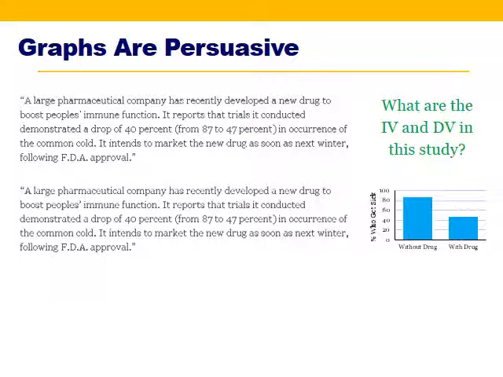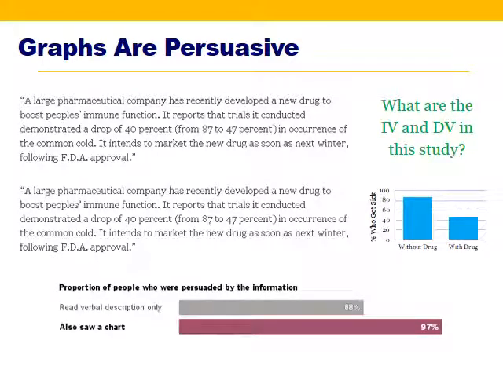Now, you might be surprised to learn that even though they were given pretty much the exact same information, the people who saw the graph thought the drug to be more effective. 97% of those people thought that the drug was effective, whereas if they didn't see the graph and only got the paragraph, only 68% of them thought the drug was effective. So graphs can be very persuasive because they look official, they look scientific.